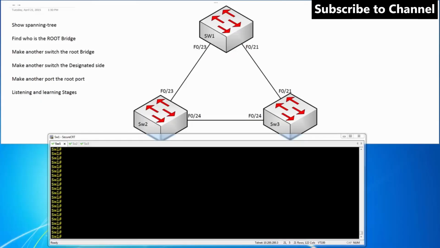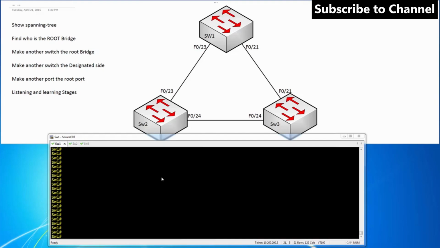All right, so we're going to do a little bit of configuration with our devices. We have three switches configured. As you can see up on the screen there, we have switch 1 that's connected to switch 2 and 3, and between switch 2 and 3 we have a connection as well. We have our port numbers: Fa0/23 from switch 1 to switch 2, Fa0/21 from switch 1 to switch 3, and Fa0/24 between switch 2 and switch 3.